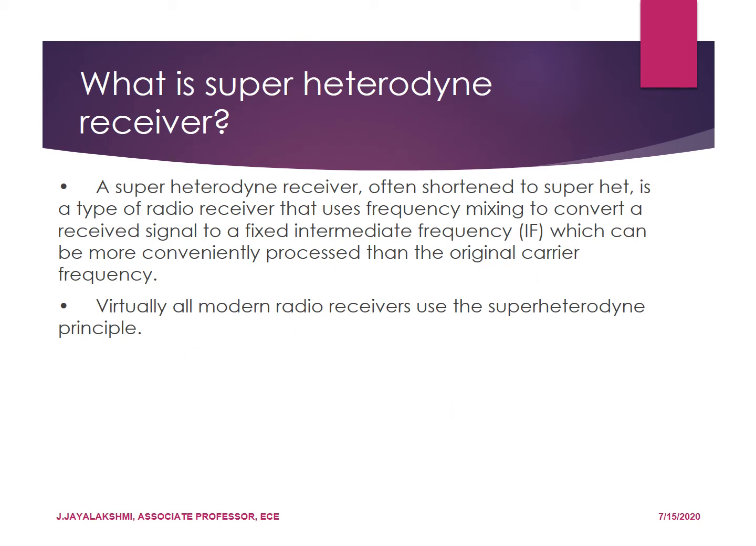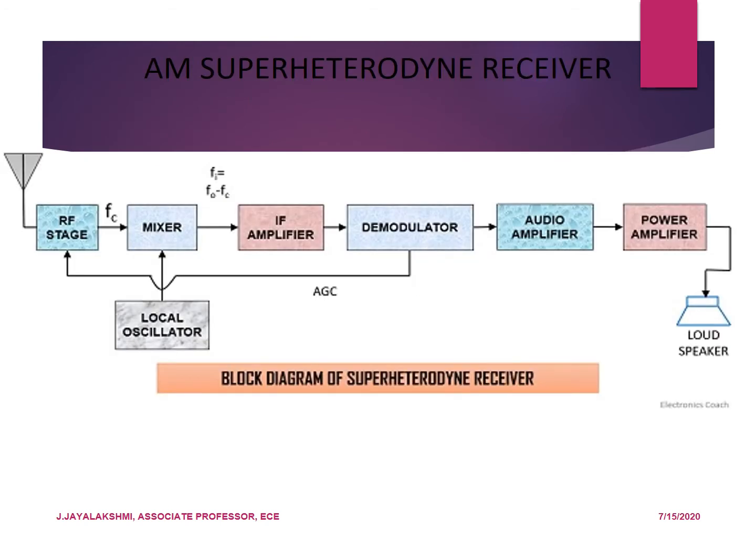The received frequency is not directly processed. Instead, we are going to convert that into an intermediate frequency. Now we'll see the block diagram of the super heterodyne receiver. So this is your receiver part. The first part is going to be the receiving antenna, followed by an RF stage. This is a radio frequency stage. Here we are going to have some amplifier part of it, followed by a mixer.